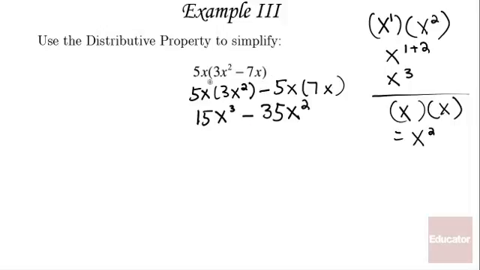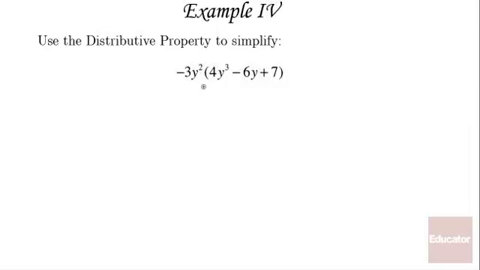Looking back, using the distributive property, I multiplied out 5x times the first term, 3x squared, minus 5x times the second term, 7x. And simplifying that further, I got 15x cubed minus 35x squared.